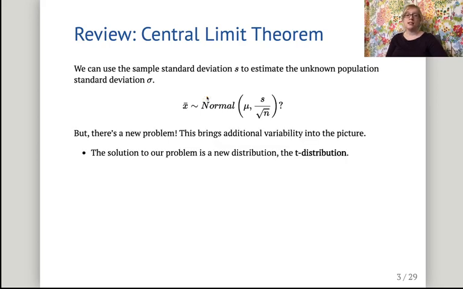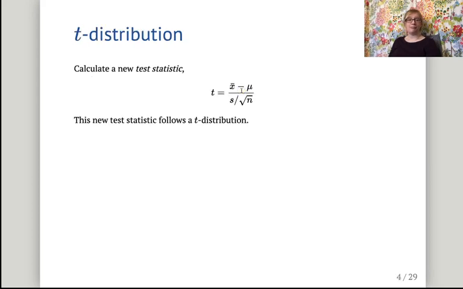This introduces some extra variation into the picture. We're estimating two things from our sample, not just one. We're using our sample mean to estimate our population mean, and we're also using our sample standard deviation to estimate our population standard deviation. So things just aren't normally distributed anymore. However, we do have a new distribution that we can introduce called the t-distribution that captures that variability.